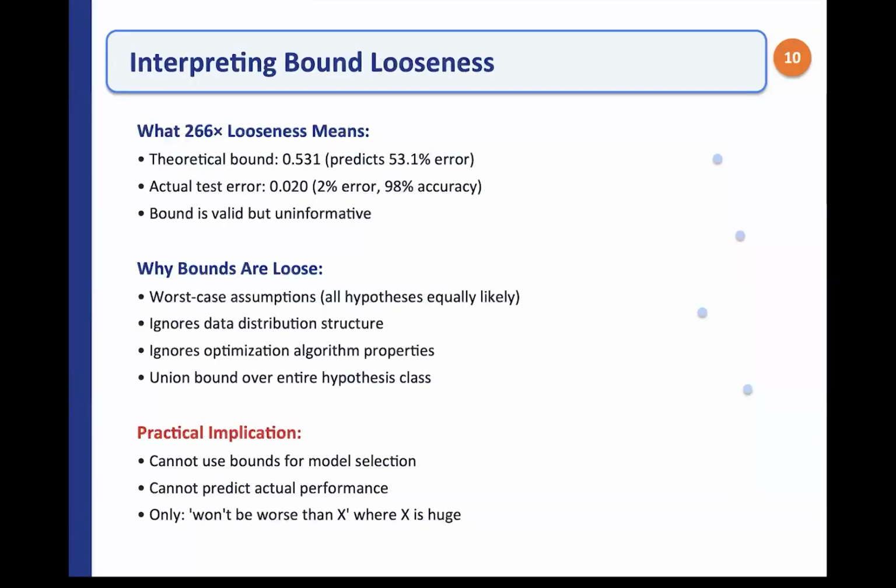What does 266 times looseness mean? The bound predicts about 53% error, while the actual test error is only 2%. This happens because the theory makes worst-case, distribution-free assumptions and effectively takes a union bound over all 100,000 parameter models. So in practice, you can't use these bounds to choose a model or predict performance. The guarantees are simply too pessimistic.